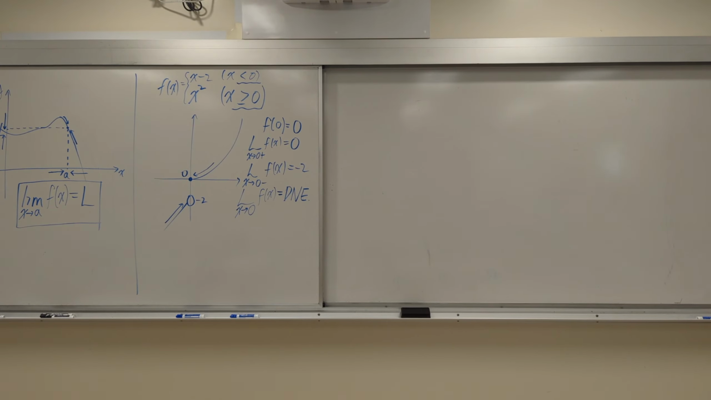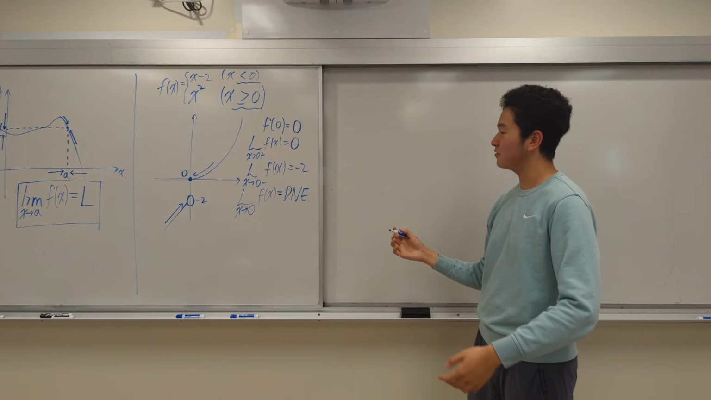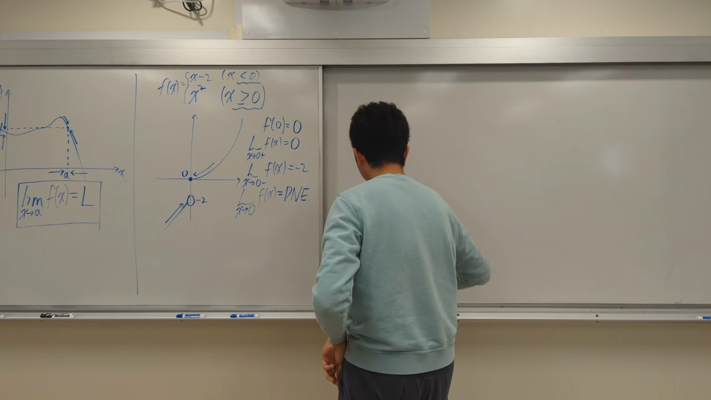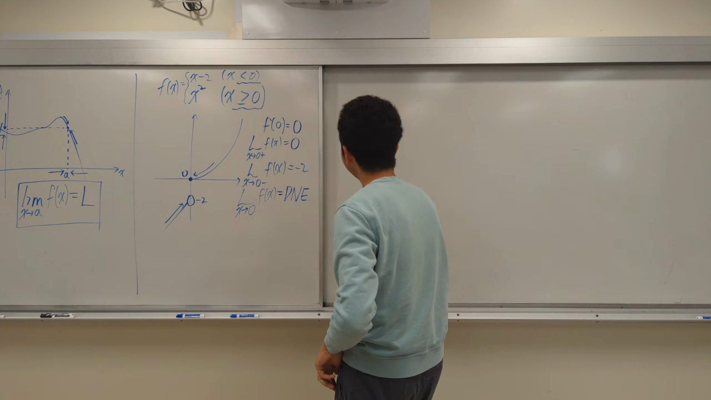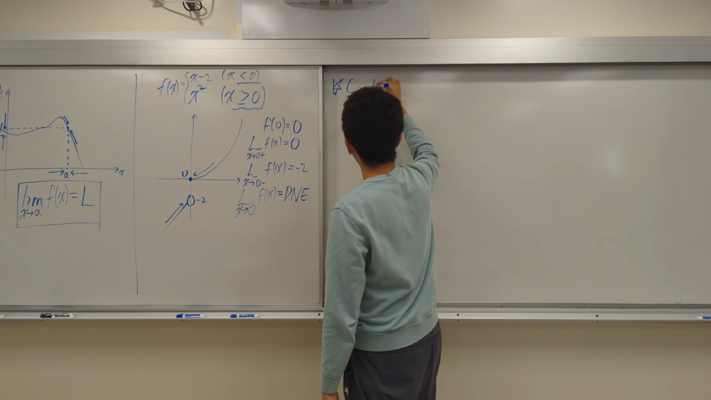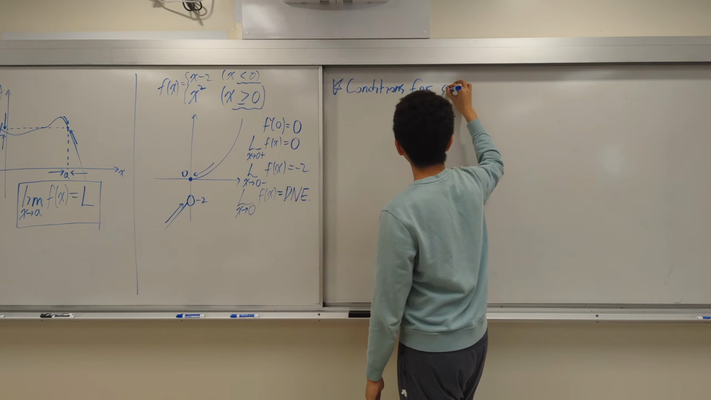Okay. So it's kind of confusing, right? The right-hand limit is 0, but the left-hand limit is -2, and there's this sort of mismatch going on. So I'm going to teach you exactly how to identify the conditions for a limit to exist.